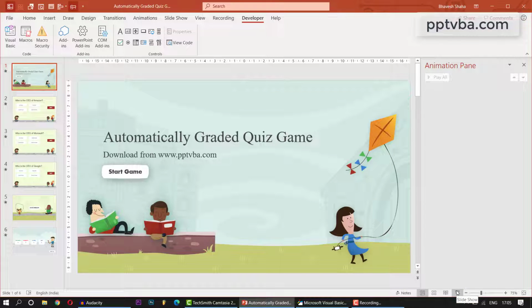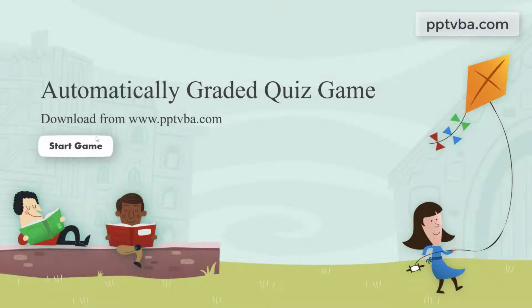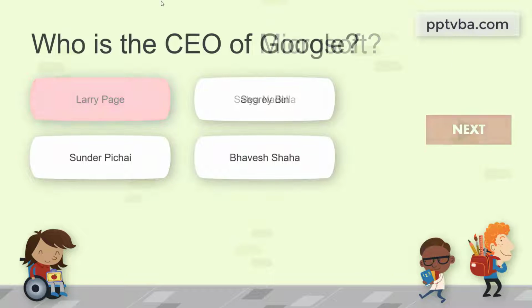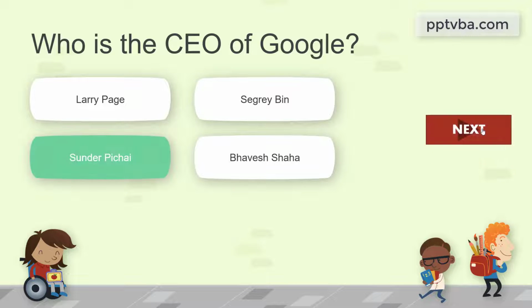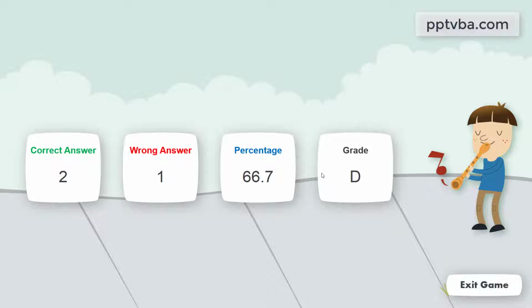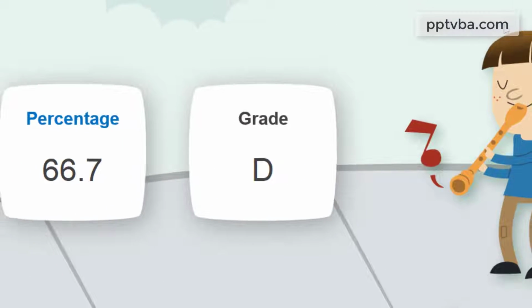3, 2, 1, go. Let me show you how we make this game. Let me get the first answer correct. That is correct. Let me get the second answer wrong. Let me get the third answer correct. And now if I click on the show result, it will show 2 correct, 1 wrong, and it also shows me the grade. How did I bring this grade in PowerPoint?